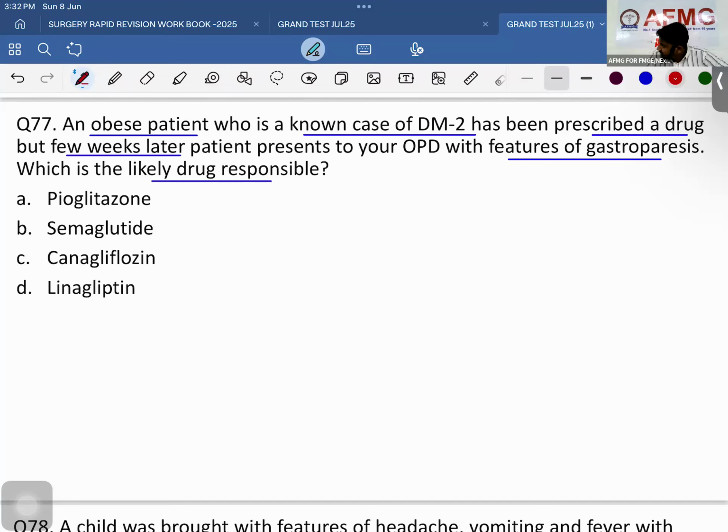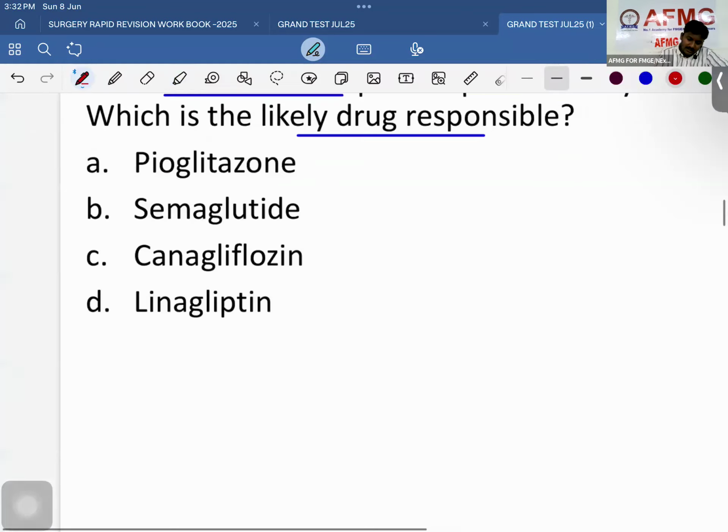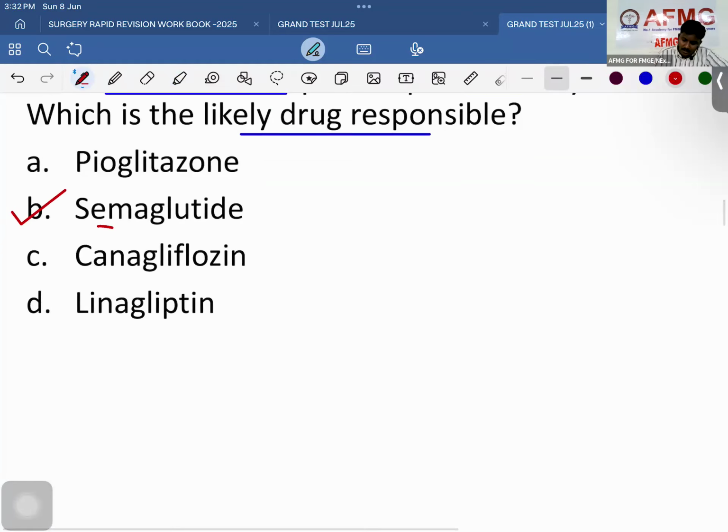क्या हुआ? 180 days in pregnancy, 180 days in lactation, you have to give the folic acid supplementation beta. ठीक है? अब बताओ क्या है? Which drug is responsible for this gastroparesis? So it is the GLP analogs beta, and those GLP-1 analogs is nothing else but option B, that is semaglutide.